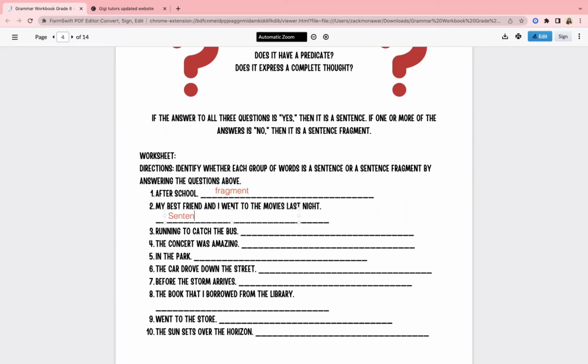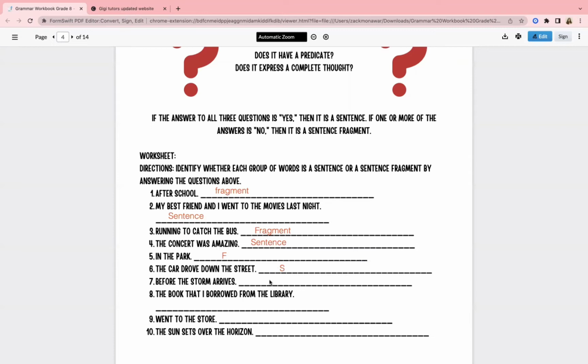My best friend and I went to the movies last night. This is a sentence because best friend and I, those are the subjects, went to the movies last night. That's the predicate. That's what we did. That's the action. 3, running to catch the bus. Who did that? That's a fragment. The concert was amazing. This is a sentence. It expresses a complete thought and has a subject and predicate.